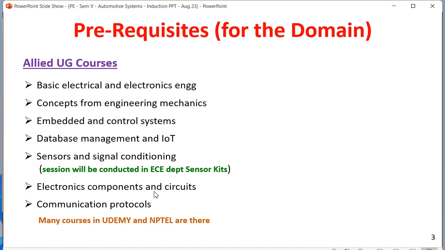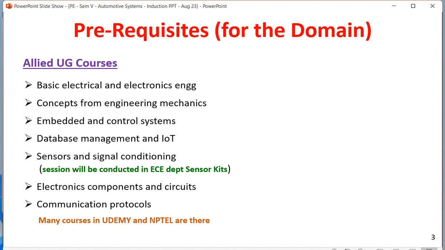Electronic components and circuits you have studied, which was nothing but AEC. Communication protocol. Now what is the use of communication protocol? Inside vehicles all the machines talk to each other, so there are protocols called CAN protocol, LIN protocol. It falls under machine to machine communication. To keep the vehicle stable and operating perfectly, all the ECUs, all the machines inside the vehicle are talking to each other. A huge amount of communication goes on inside the vehicle, but we don't know it.